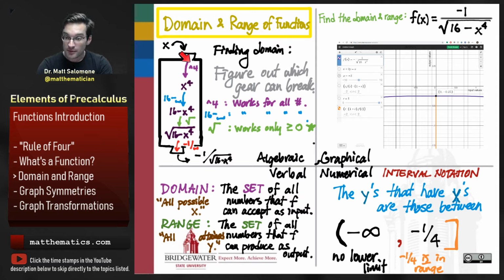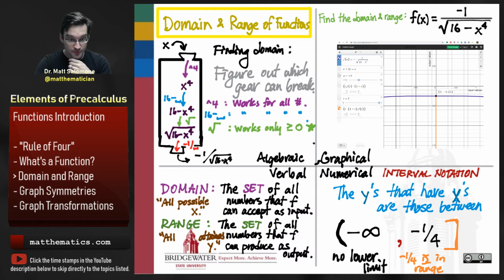By the time the value of our expression gets to this step, 16 minus x to the fourth, that value needs to be greater than or equal to 0 in order for the machine to keep working. Because if 16 minus x to the fourth is negative, then this square root step is going to break the machine, because we don't have a real square root for a negative real number.